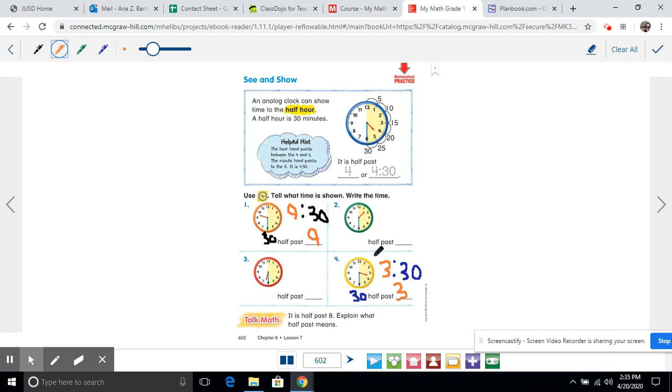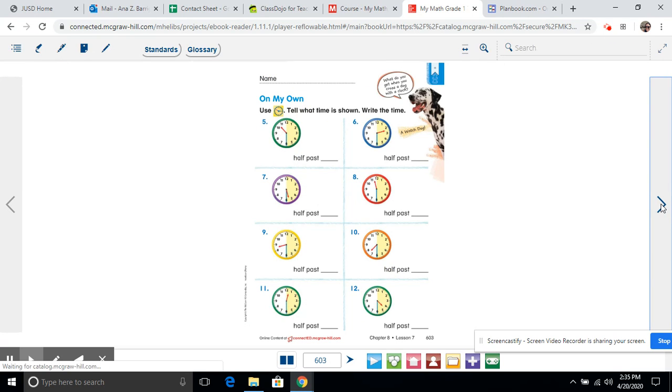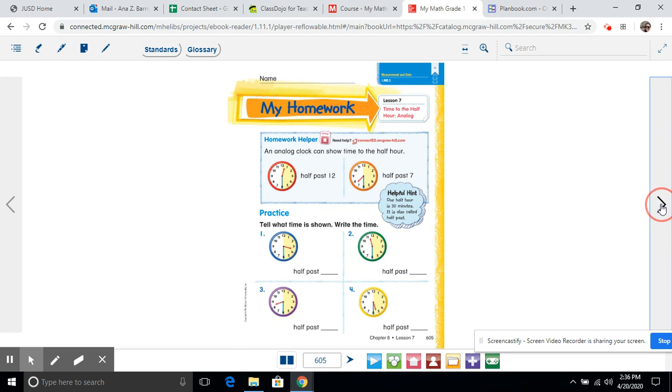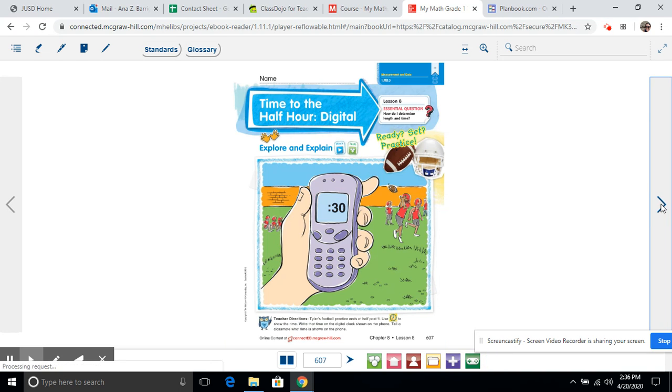Now you're going to do this for all the pages here. You're going to do that for that page and this page, as well as that page and this page. Now it says time to the half hour digital. And on our cell phones, I'm sure we've seen digital, just like we saw the digital clock in the other lesson yesterday. And so on here, we are going to write the digital time.